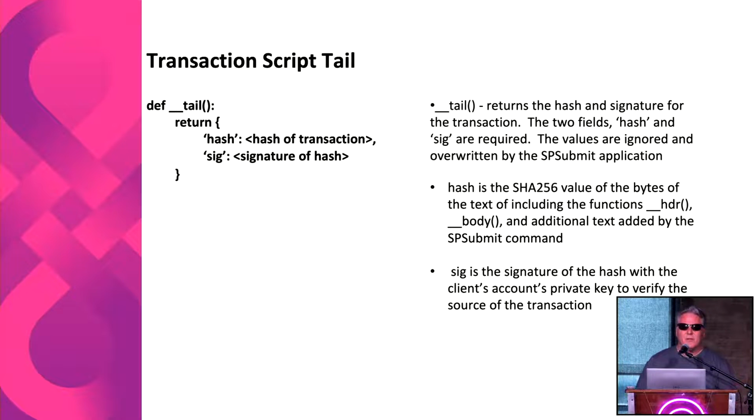The tail is essentially what you do. The code has the fields in it already for the hash and signature, but the values are stand-ins because they're completely overwritten. What it does is write in the hash value of the rest of the hashing, all of the source of the transaction script, and then sign it using the private key that's passed in from SPSubmit, and then you have a completed transaction ready to be submitted. There's more details, but that's high level.